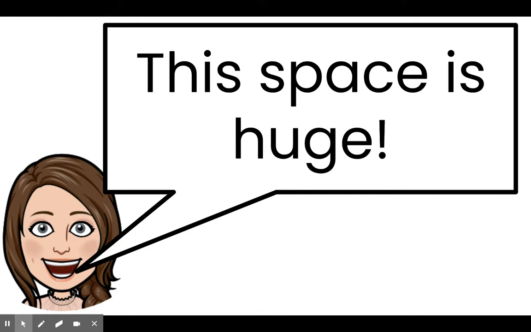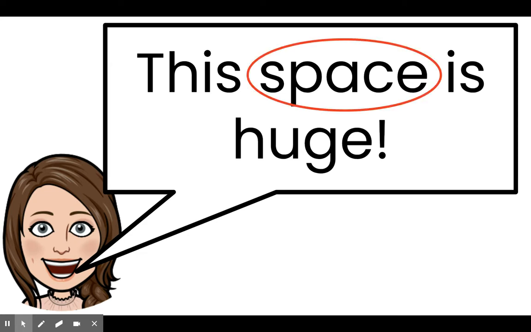Let's take a look at this sentence and read it together. This space is huge. You may have noticed that exclamation mark. That means we say the sentence with a lot of expression. Let's read it again. This space is huge. One more time. This space is huge. Good reading. Now, can you point to a word with the soft C sound?